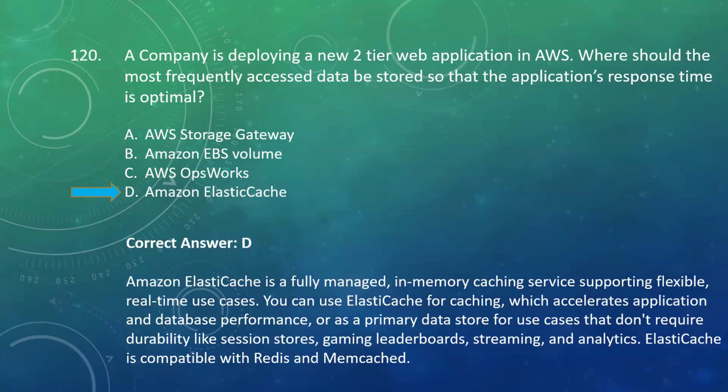Amazon ElastiCache is a fully managed in-memory caching service supporting flexible real-time use cases. You can use ElastiCache for caching, which accelerates application and database performance, or as a primary data store for use cases that don't require durability, like session stores, gaming leaderboards, streaming, and analytics.